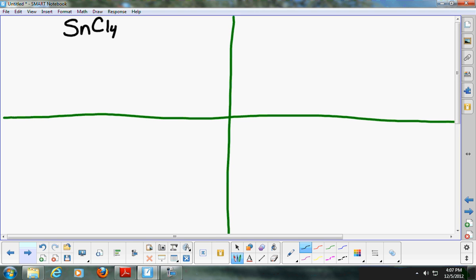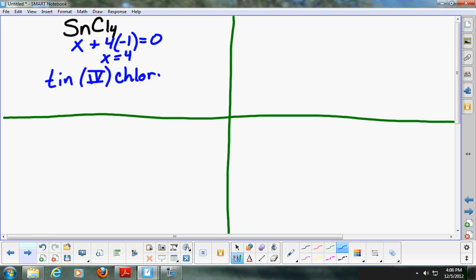So, again, we set up our equation. We have 1x, because there's only one Sn, plus we have 4 chlorines. Chlorine's 1 away from being a noble gas, so it's going to be -1, and that has to equal 0. So x here is going to equal 4. So we would write Sn, Roman numeral 4, and then chlorine, we change the ending to IDE.